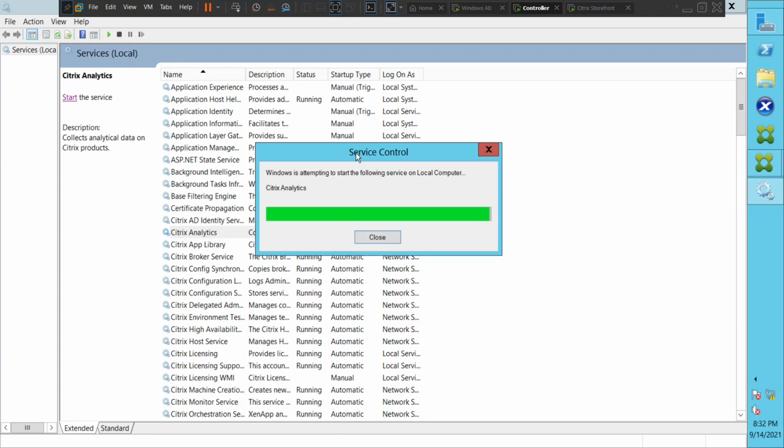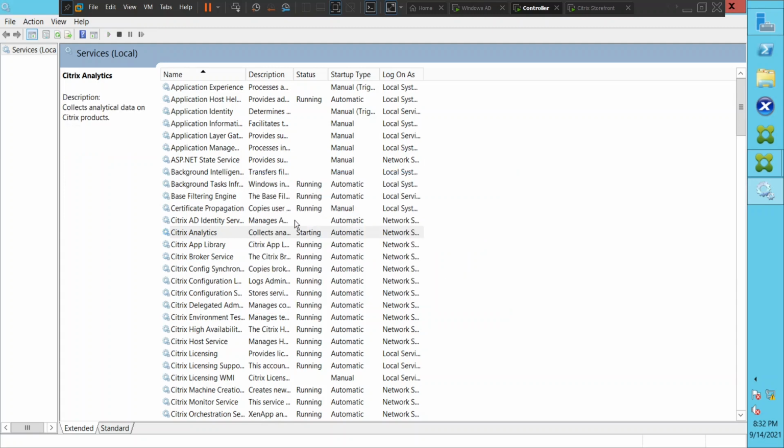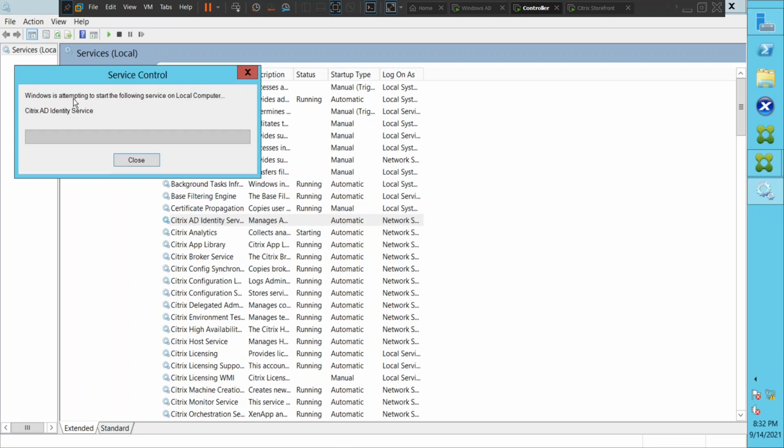All right. Hope it gets started. Okay, it is throwing some error message. It says Windows could not start the analytics service on local computer, error 1053. Okay, it's in starting state now. This is interesting. Okay, let's try to start Citrix AD Identity service.